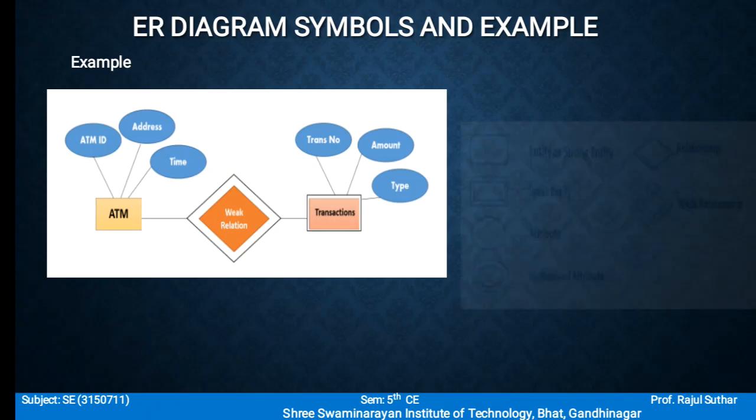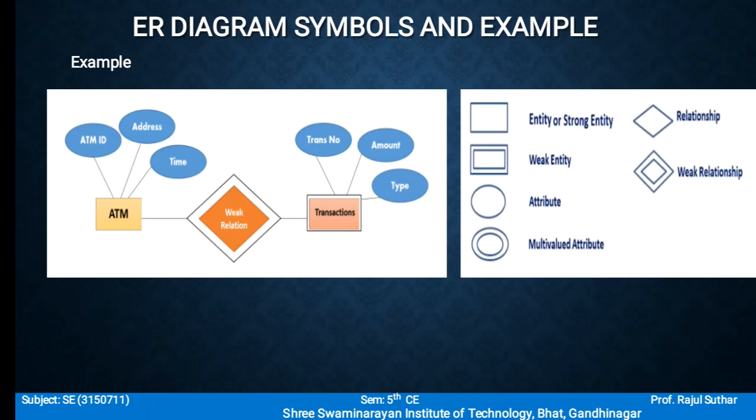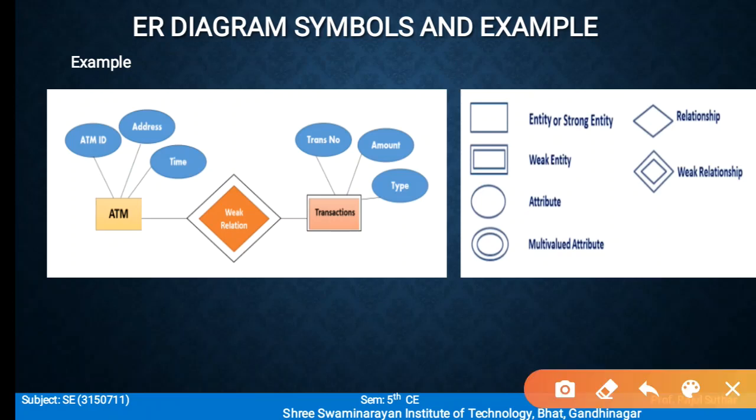So these are the symbols used for the ER diagram mentioned here. A simple rectangle is an entity or strong entity. We can use the simple rectangle symbol for an entity. In this figure we use the ATM. So the ATM machine is the entity.